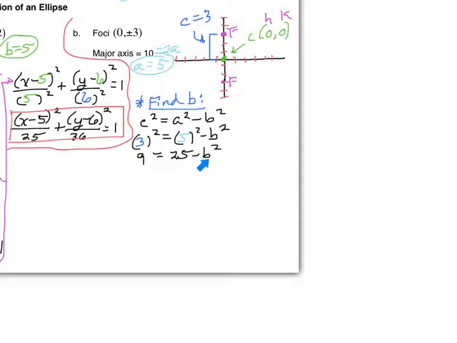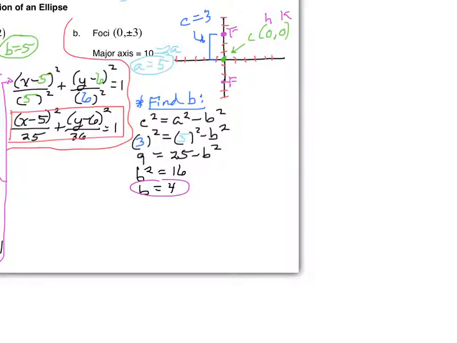Are you okay if I add the B squared to this side and then subtract the 9 at the same time? So I end up with positive B squared is equal to 25 minus 9, which is 16. So what is B? 4. So there's my other piece.